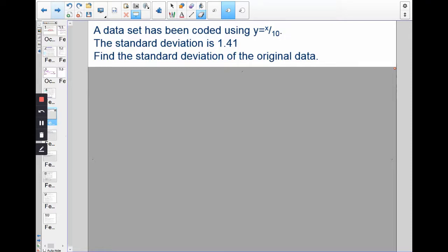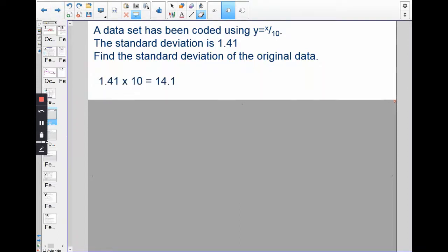So here's an example of a question. A data set has been coded using y equals x over 10. So all of the data has been divided by 10. The standard deviation is 1.41. Find the standard deviation of the original data. Write down what you think it is in your book, which you should have in front of you, and then I'll tell you the answer. Okay, so hopefully you have an answer, and you should have guessed that the standard deviation of the original data is going to be 10 times bigger, so it's going to be 14.1.